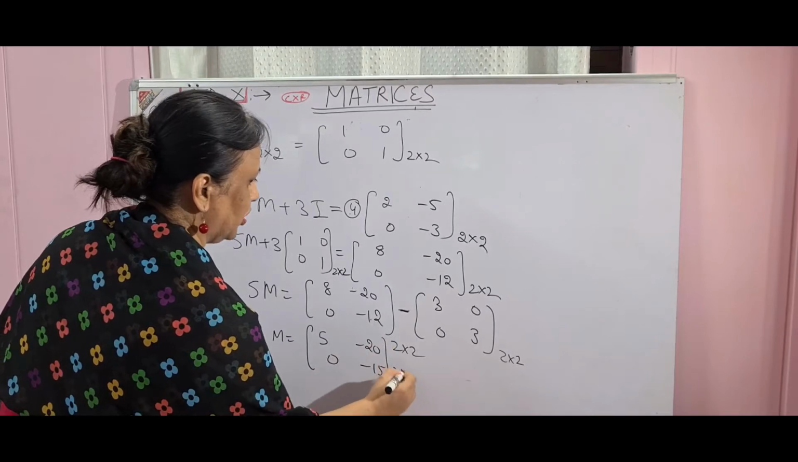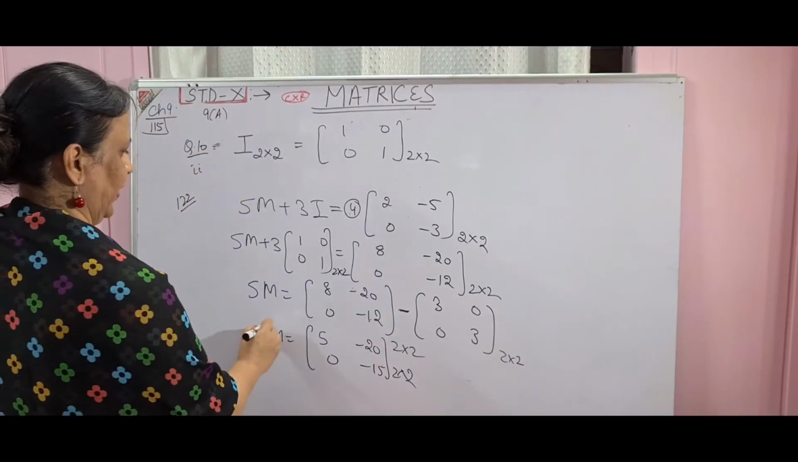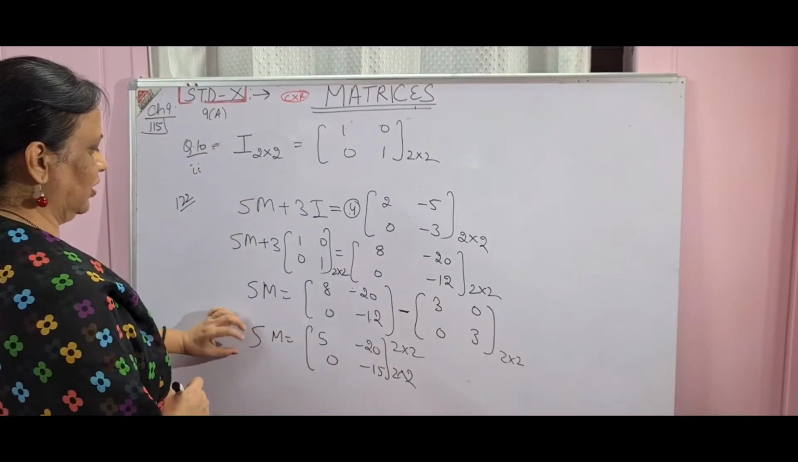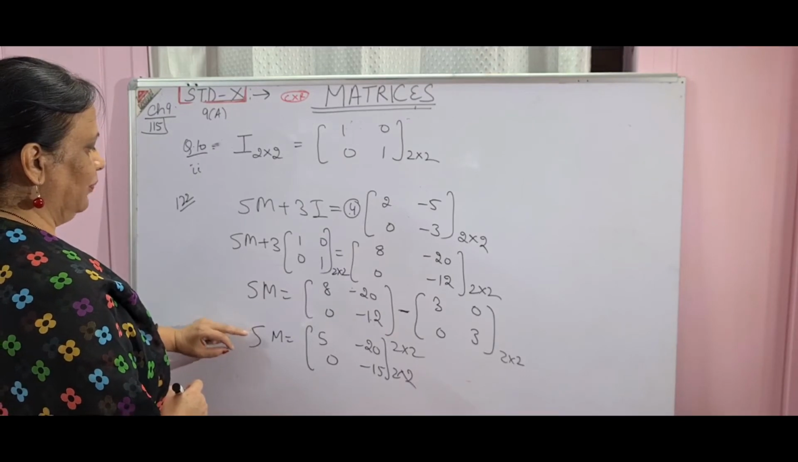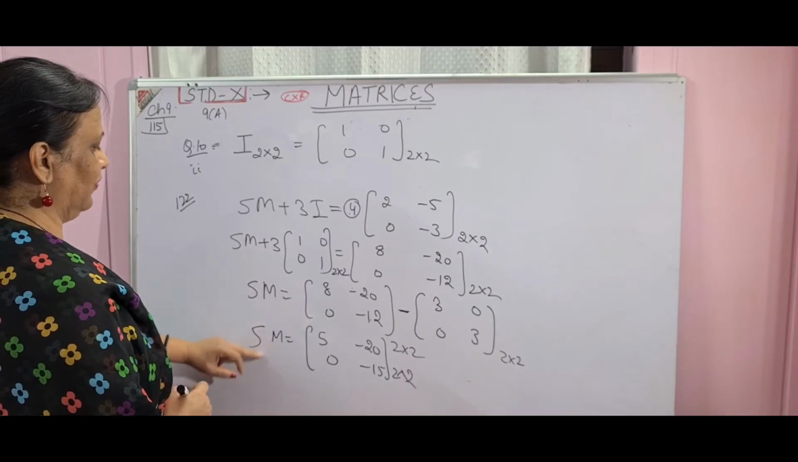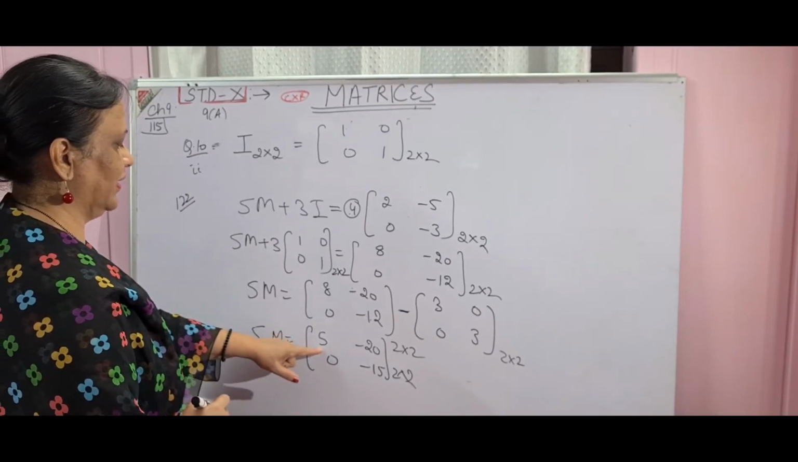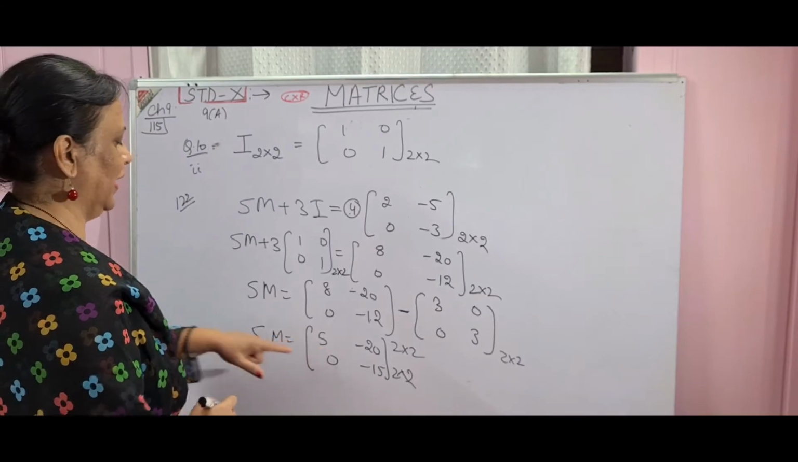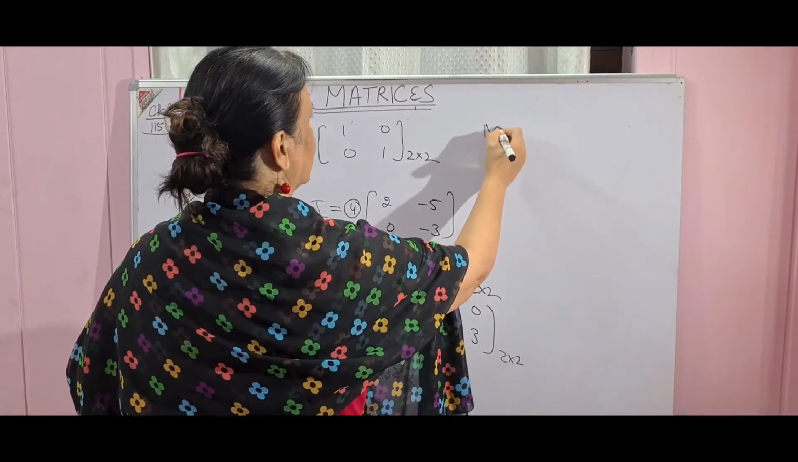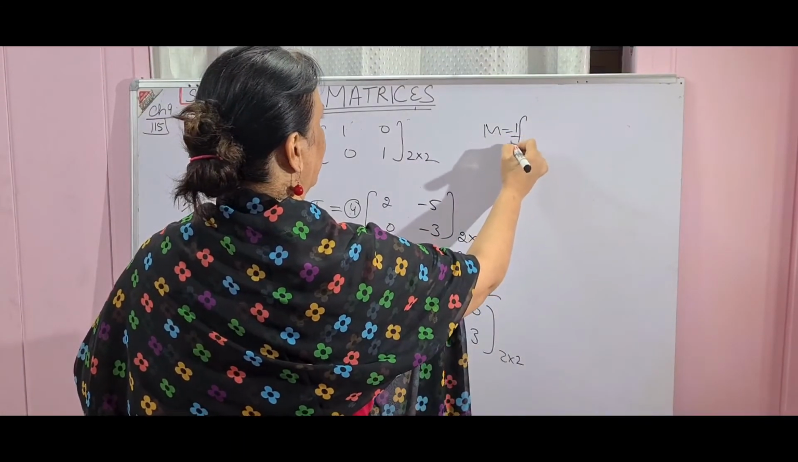This is 2 cross 2, 5m. Now see, since I have not got the value of m, with 5 and m, whatever is multiplying on the left hand side will divide on the right hand side. The same rules as we follow in maths. So here, m is equal to 1 upon 5.